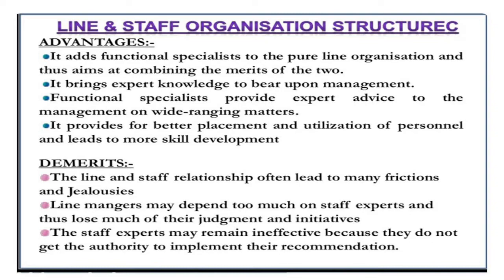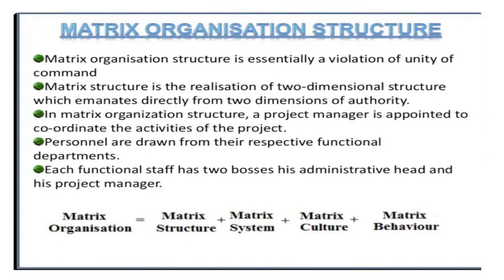The staff expert is insisting on safety, but the line expert, the production manager, is insisting on cost. Both are arguing, and if anyone compromises, then the product may be changed, or the product may be released with the safety measures. Then coming to the next one, the matrix organization structure.